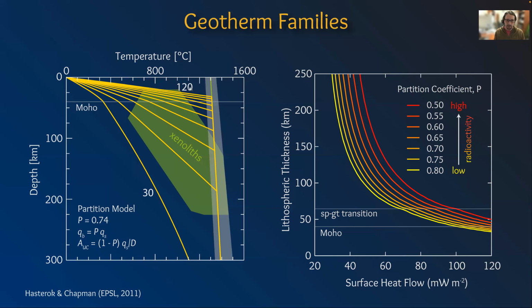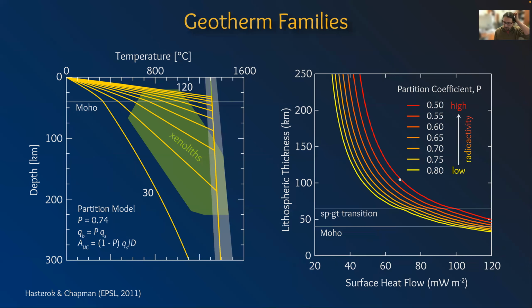The ones at the top here have high surface heat flow, about 120 milliwatts per square meter, and down here at the bottom, we have about 30 milliwatts per square meter. Now we want to calibrate these data to a few different things. We want to calibrate them to the thermal isostasy, but we also want to calibrate them to xenolith data as well, so that the geotherms are capturing the range of pressure and temperature conditions that we see in the natural Earth.